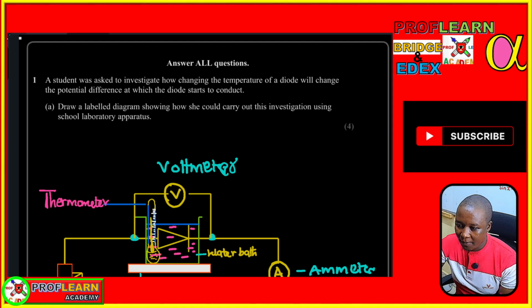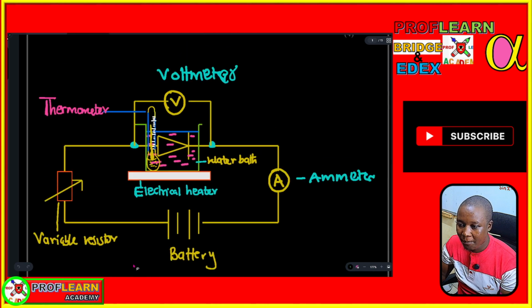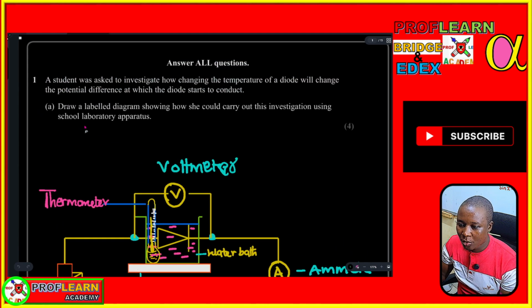One of the questions asked here, and you'll be seeing such questions in your coming paper, is where you are supposed to draw a labeled diagram showing how you can carry out an investigation. But what was the investigation about? The student was asked to investigate how changing the temperature of a diode will change the potential difference at which the diode starts conducting.